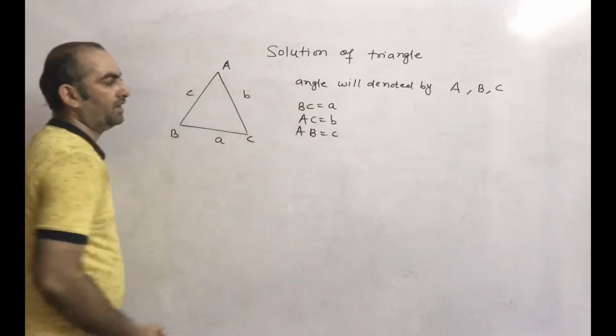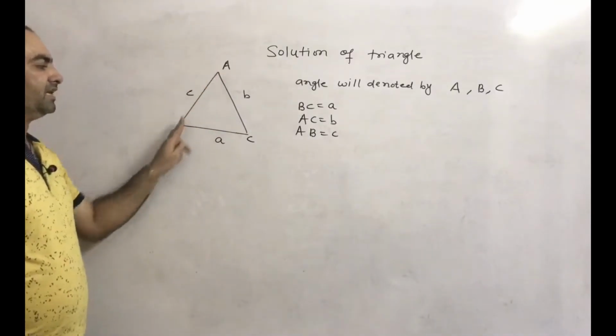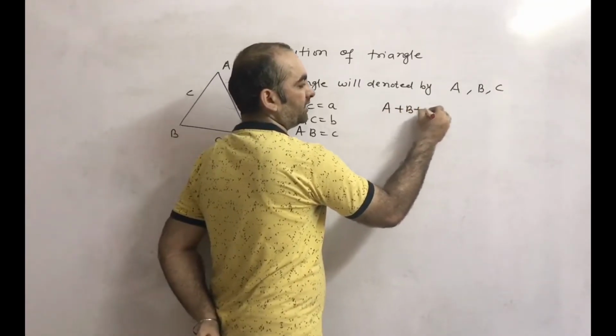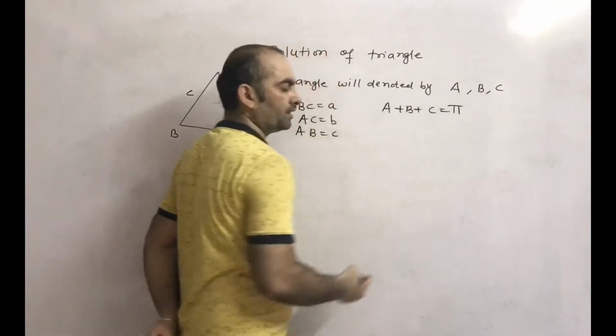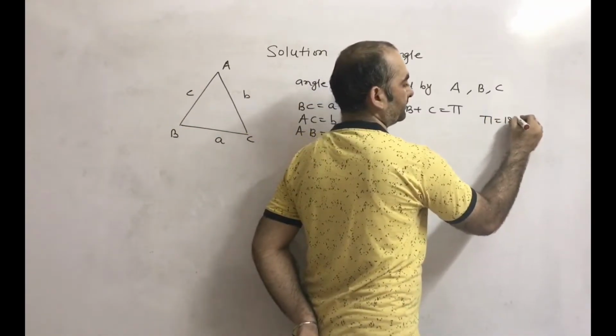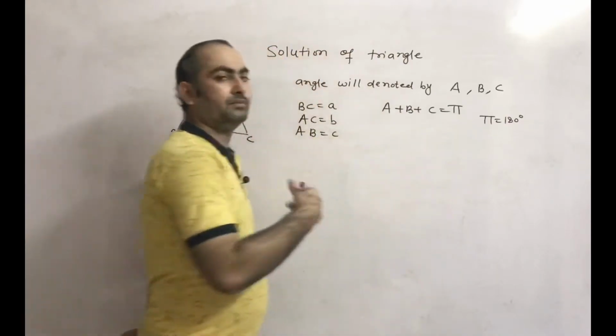small c. In a triangle, we know the sum of angles is 180. So we can say that A plus B plus C equals pi. Where pi is 180 degrees. Okay, we are taking radians, but pi value is 180 degrees.